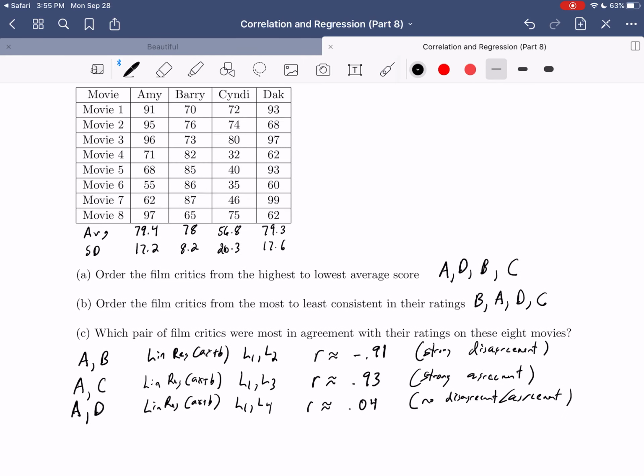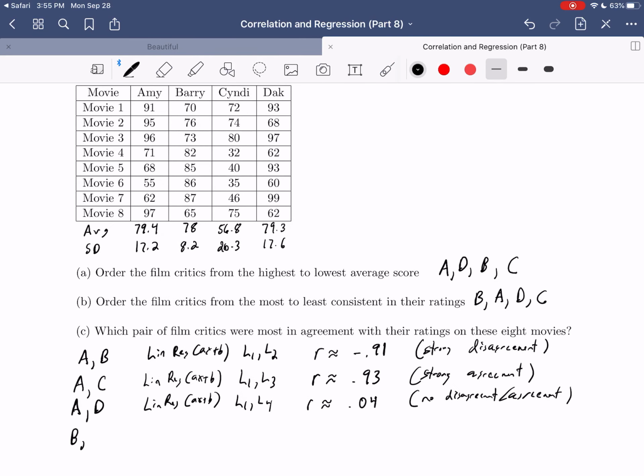Okay, well, let's go ahead and do our next pairing then, which we can just continue on. We'll do Barry and Cindy. So we'll do our lin reg ax plus b. We should use L2 and L3. So if we do that, we do stat calc lin reg ax plus b, L2 for Barry, and we'll do L3 for Cindy, calculate, and we should get r is approximately negative 0.85. So we get strong disagreement again.